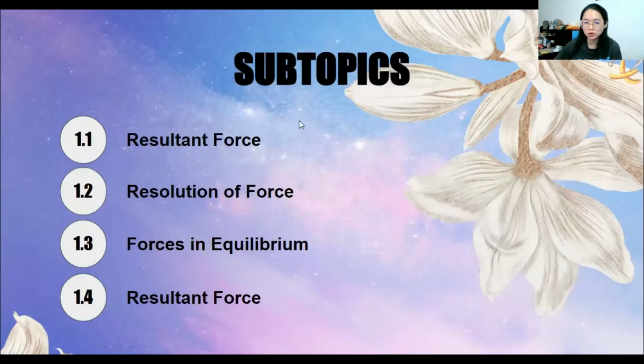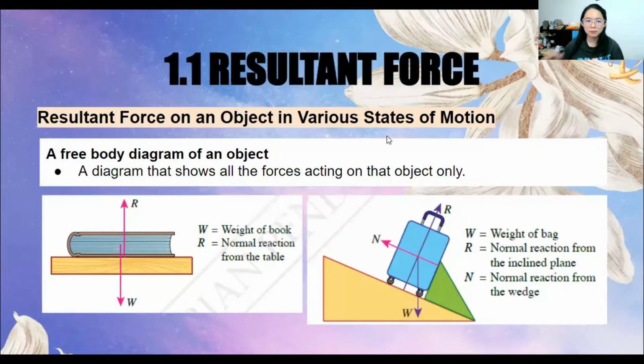Today I'm still going to discuss resultant force. What is resultant force on an object in various states of motion? First, you learned how to find the resultant force using two calculation methods: the triangle method and the parallelogram of forces method. That was in the last class. Today we are going to use a free body diagram of an object to understand the resultant force.